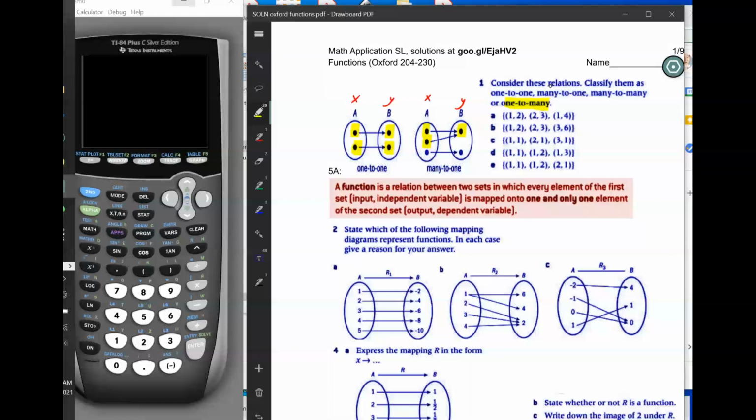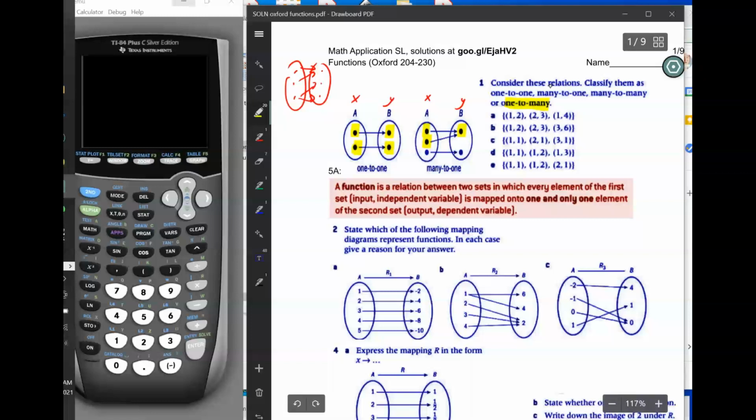Okay, and many-to-many would be if you have a one-to-many and a many-to-one in the same mapping. So, like for example, I have three elements here, and I have three elements here, and I have this happening, which is many-to-one, and I also have this happening, which is one-to-many. That would be a many-to-many, right? Okay, so let's take a look at these and see if we can figure out which one is which.